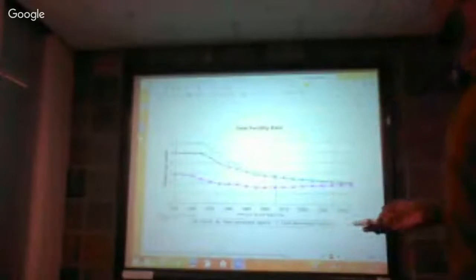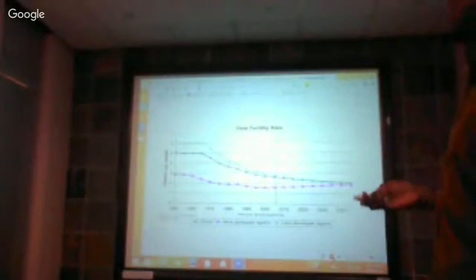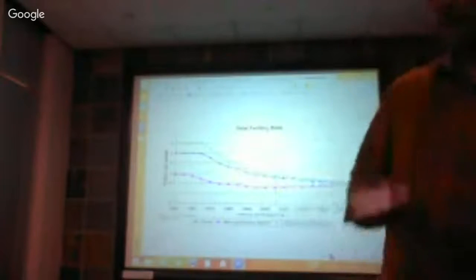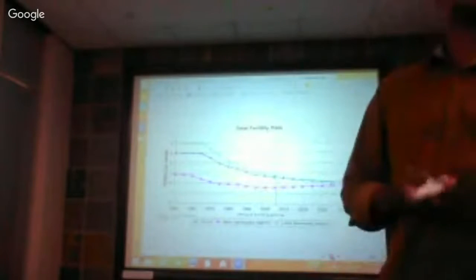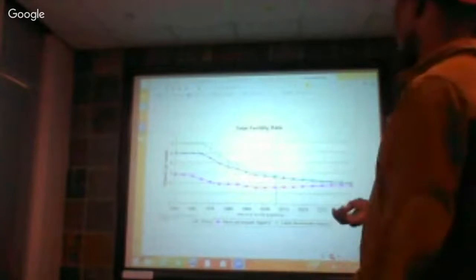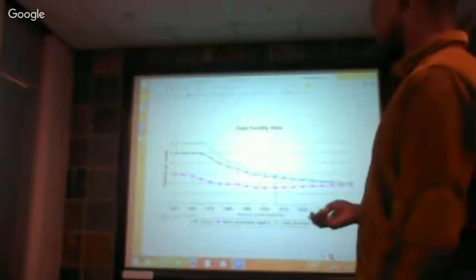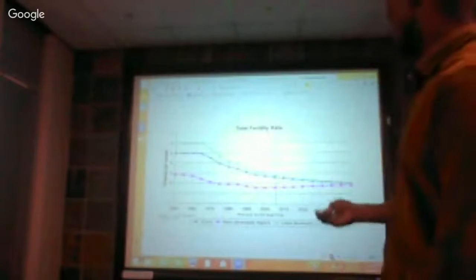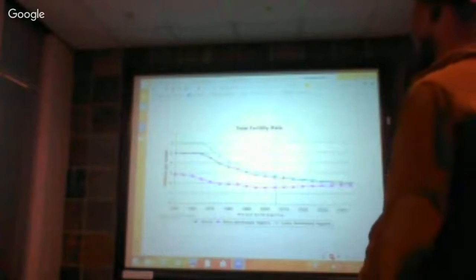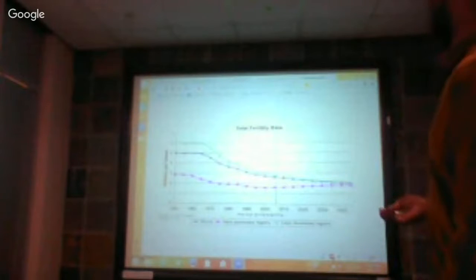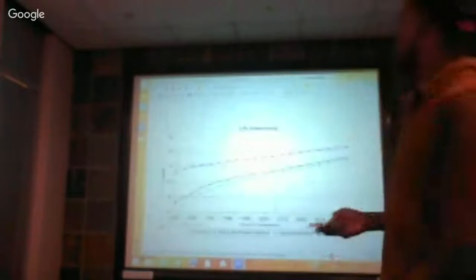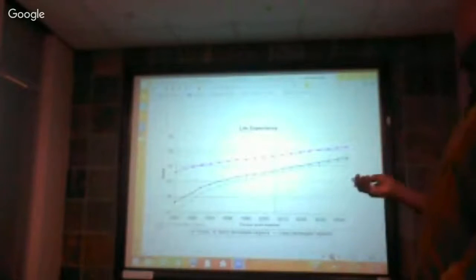This one shows total fertility rate, which is also a key determinant of population. As you can see, the red one shows the fertility rate of developed regions, the blue one shows the global fertility rate, and the green one shows that of less developed regions.